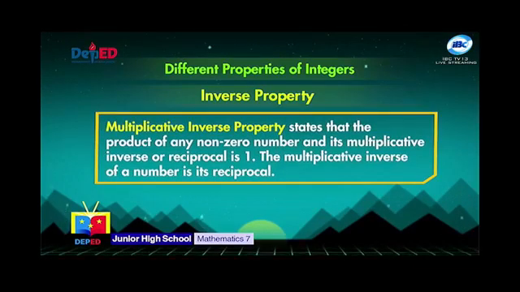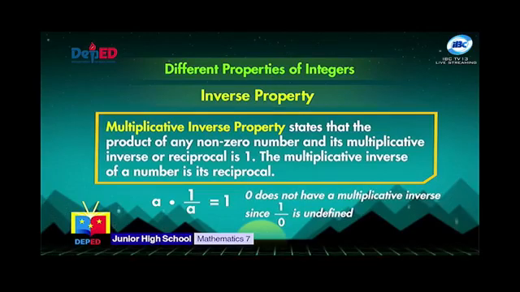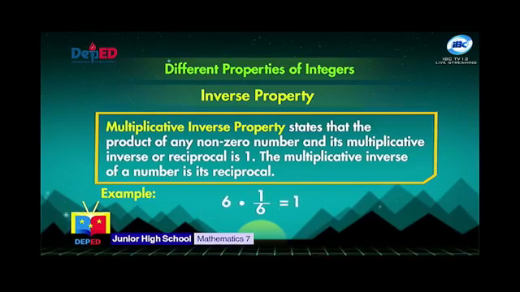The multiplicative inverse property states that the product of any non-zero number and its multiplicative inverse, or reciprocal, is 1. The multiplicative inverse of a number is its reciprocal. That is, A times 1 over A is equal to 1. Take note that 0 does not have a multiplicative inverse since 1 over 0 is undefined. For example, 6 times its reciprocal, which is 1 over 6, is 1. Negative 22 times its multiplicative inverse, that is negative 1 over 22, is equal to 1.